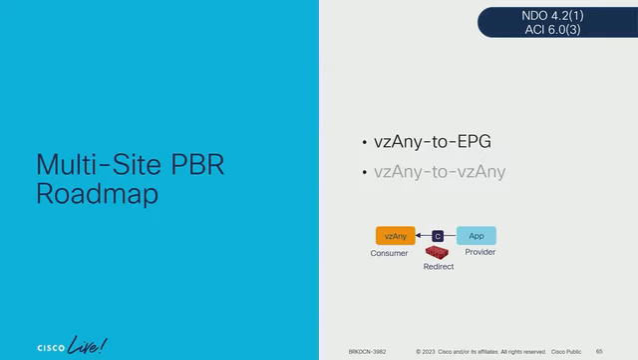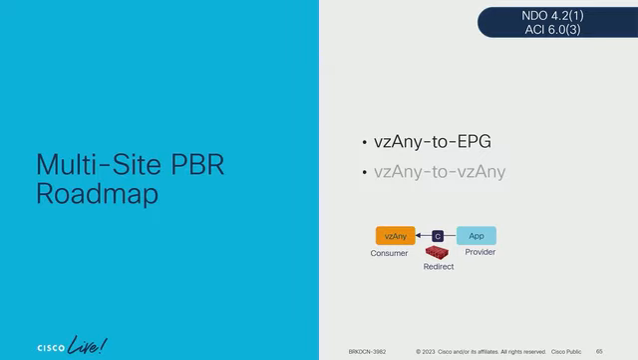And then for the last 20 minutes, I'm going to spend explaining VZNE to VZNE, and VZNE to EPG PBR in multi-site. That's been a very common ask. Many people have been waiting for this, so it will finally be coming. It's going to be NDO 4.2 and ACI 6.0(3), available in a couple of months.